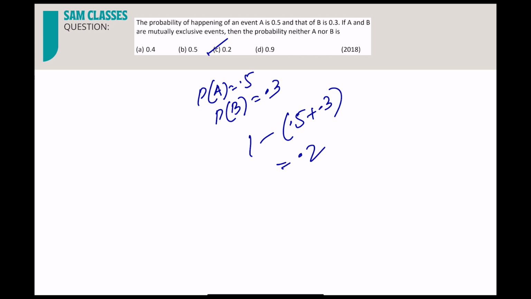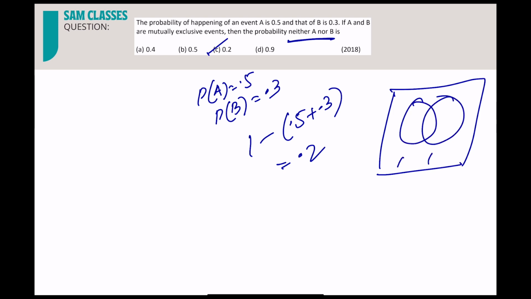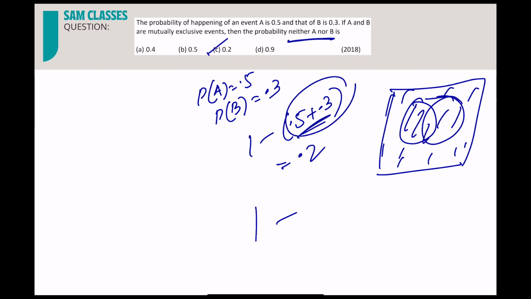That's it. Clear? You got it? Didn't get it? If you didn't get it, put it in the comment section. Okay, very simple question. We have to find neither A nor B. Neither A nor B, if you understand, it should be in this part. So from the total probability, which is 1, minus the probability of happening of anything here. So anything here is 0.8, the union of that, and then this directly. Oh, these are mutually exclusive, no? So it will be like this. No common.